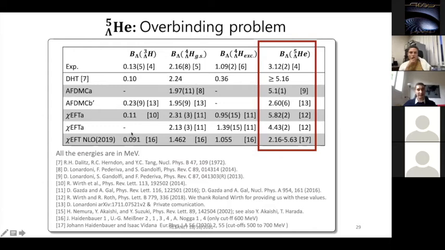And you can see that some theoretical interactions can predict well the 3 and 4 body sector. For example, here, chiral effective field theory A predicts well the 3 body and the 4 body, but you have a consistent overbinding of these systems. Now, this is consistent overbinding, except in a few cases. For example, we have the auxiliary field diffusion Monte Carlo B paper from Leonardo et al. They underbind the 5 body.